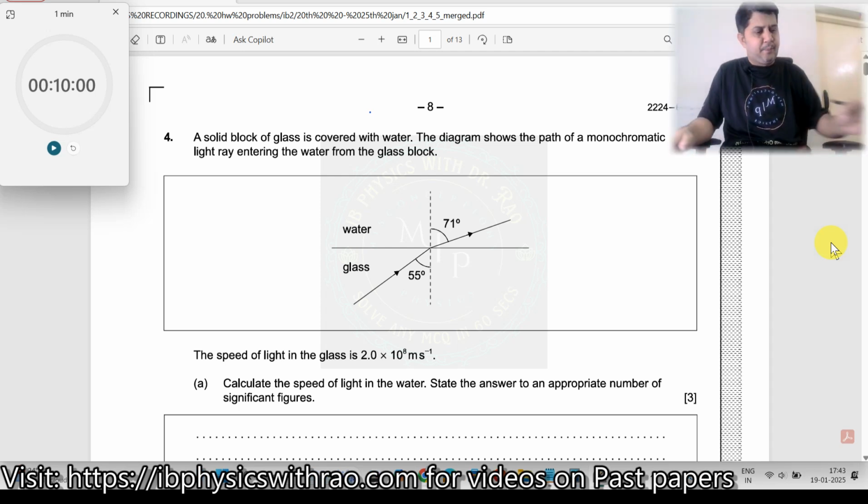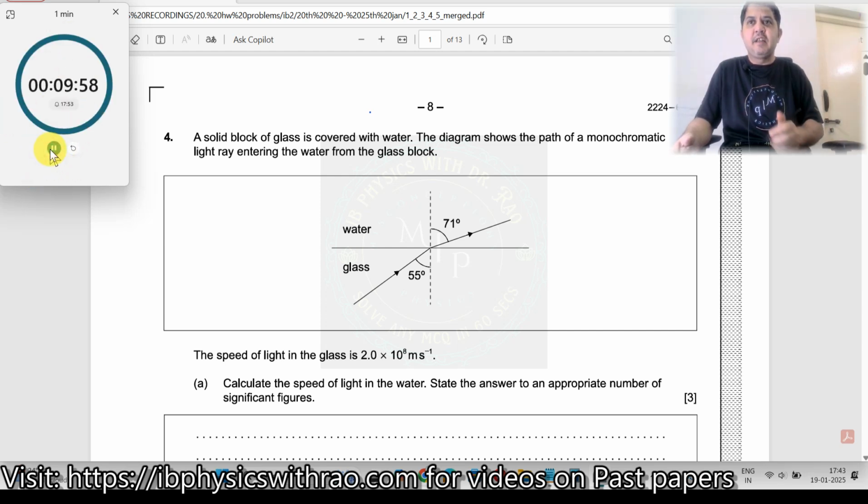Okay, question number 4. A solid block. This question is for 10 marks, so I have allotted the time to be around 10 marks. Let me start. A solid block of glass is covered with water. The diagram shows the path of a monochromatic light ray entering the water from the glass block.